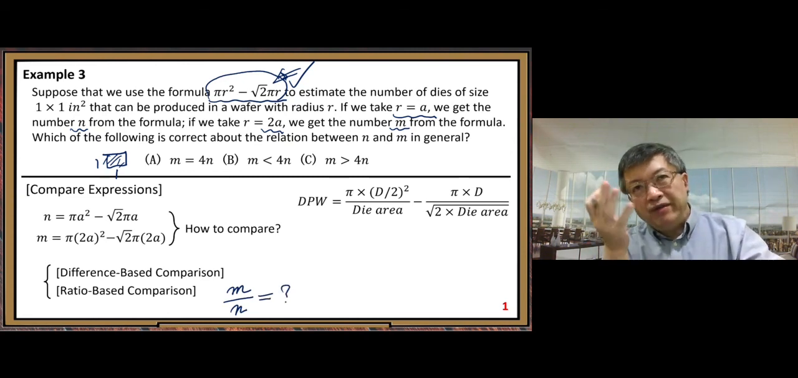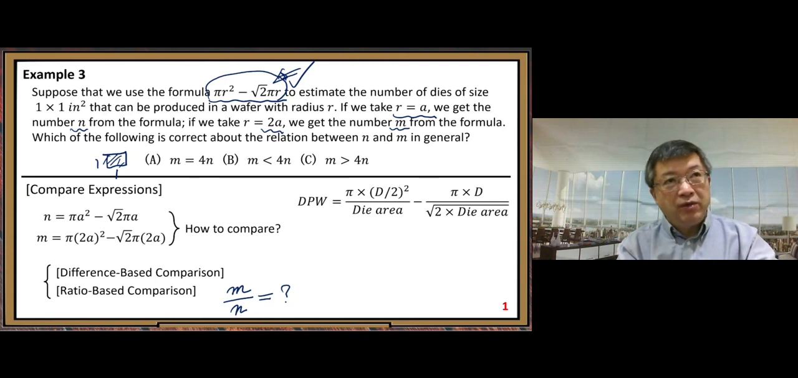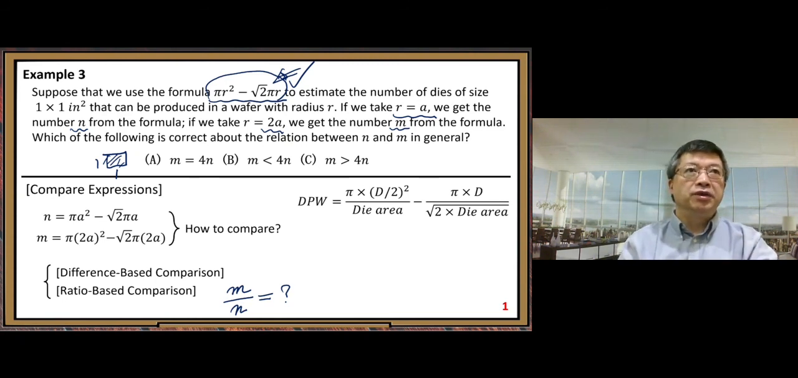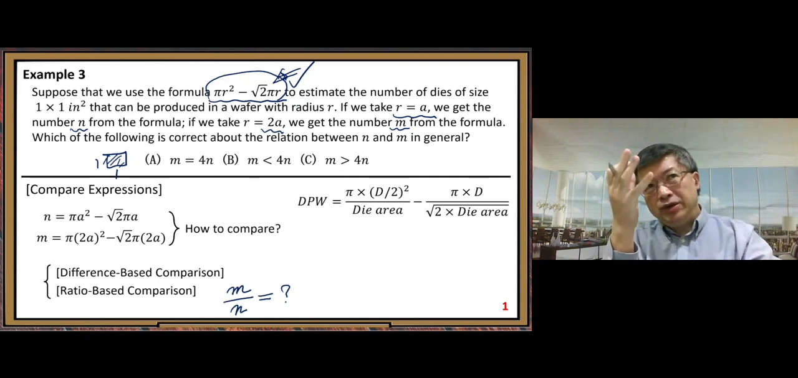This ratio will give us the answer. All right. If we look at the first method, the difference-based method, we want to calculate the difference of two numbers to give us the answer. But what difference do we want to look at?